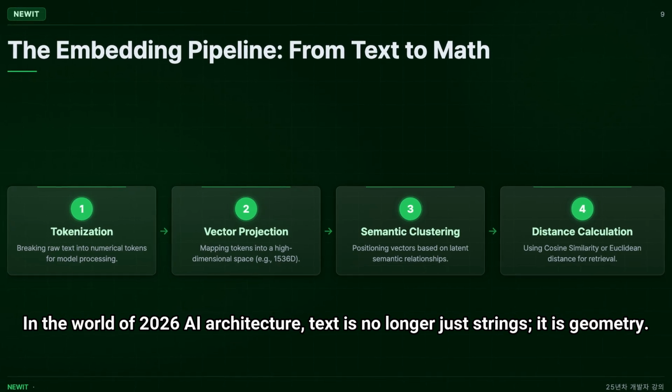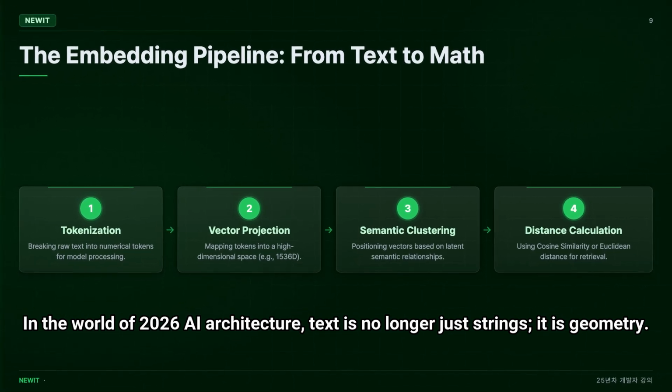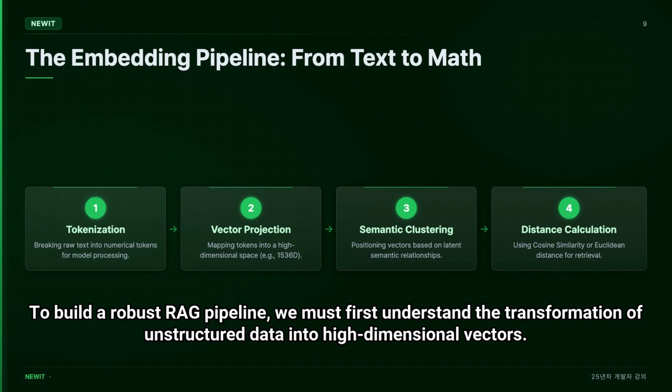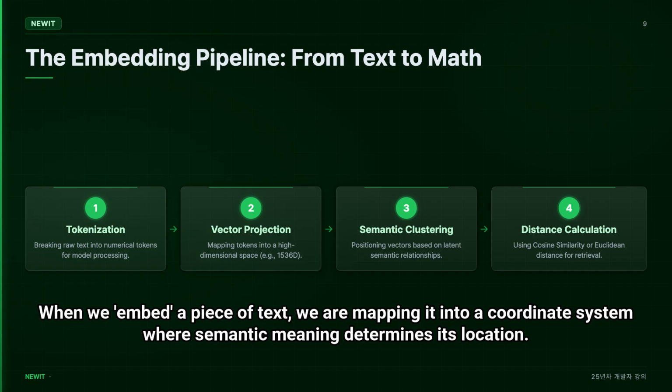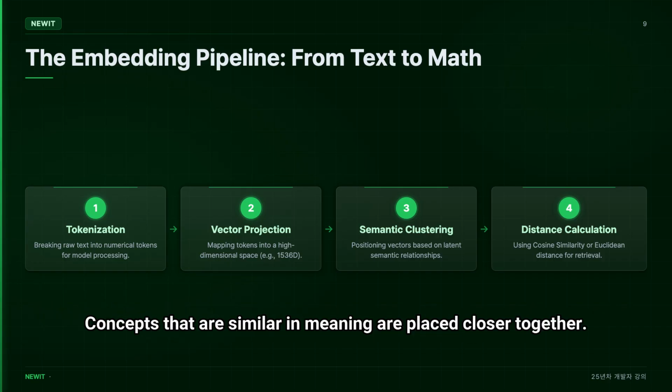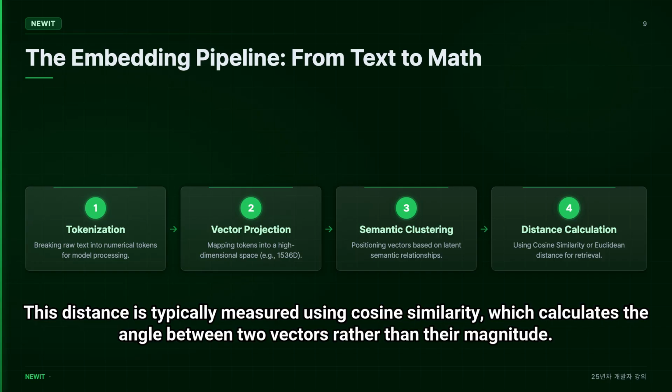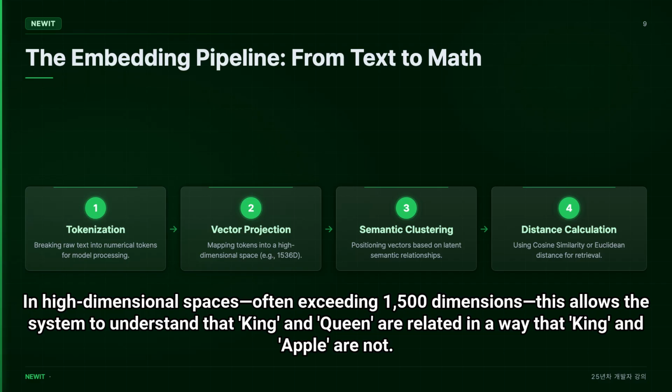In the world of 2026 AI architecture, text is no longer just strings, it is geometry. To build a robust RAG pipeline, we must first understand the transformation of unstructured data into high-dimensional vectors. When we embed a piece of text, we are mapping it into a coordinate system where semantic meaning determines its location. Concepts that are similar in meaning are placed closer together. This distance is typically measured using cosine similarity, which calculates the angle between two vectors rather than their magnitude. In high-dimensional spaces often exceeding 1,500 dimensions, this allows the system to understand that king and queen are related in a way that king and apple are not.